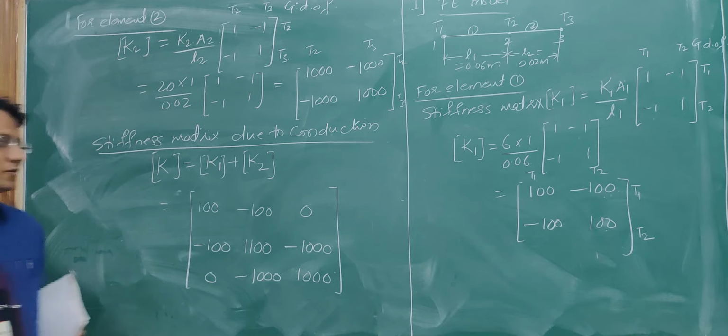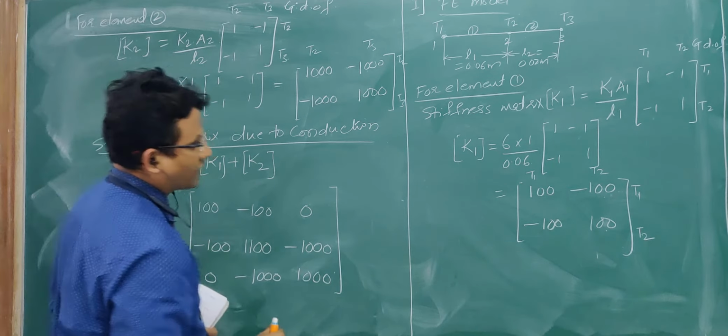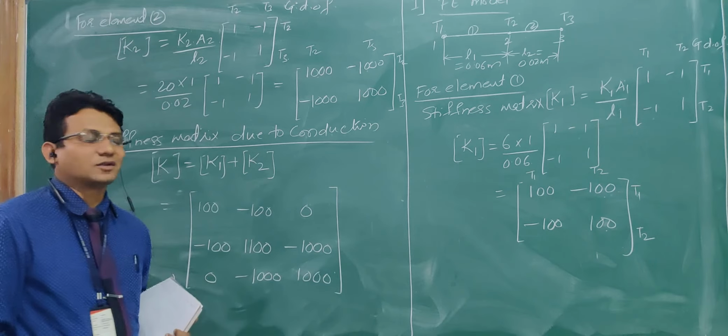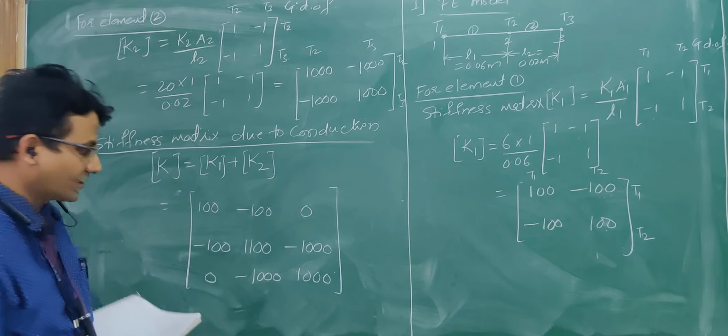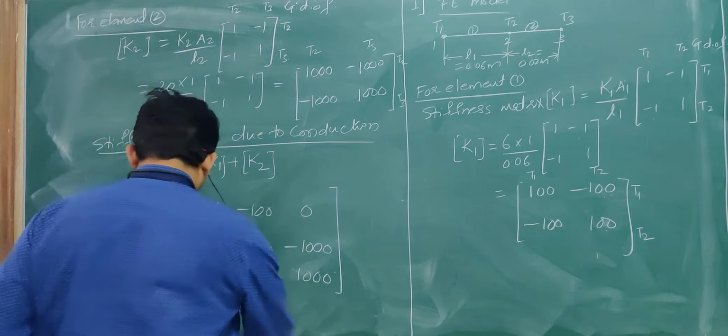Similarly, if you see the given figure, there is a convection specified at the right hand side. Due to that convection, there is one more stiffness matrix that will come into picture, that is the stiffness matrix due to convection. We'll calculate that also, and then add both the stiffness matrices, due to conduction as well as convection, to get the global stiffness matrix.